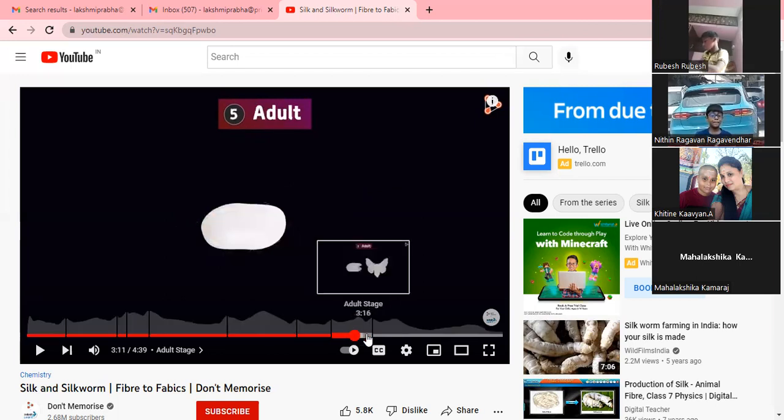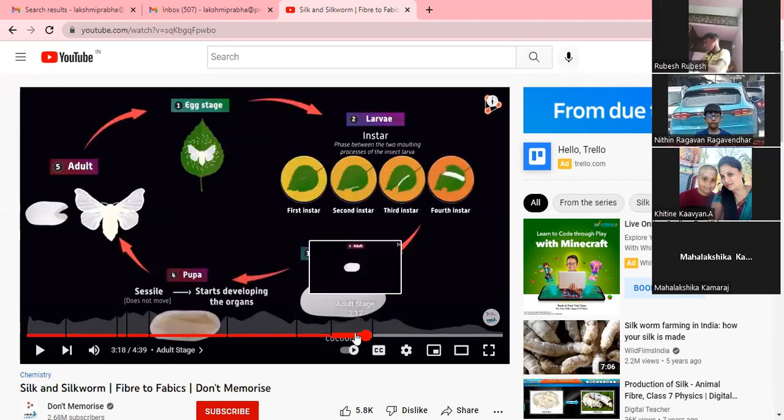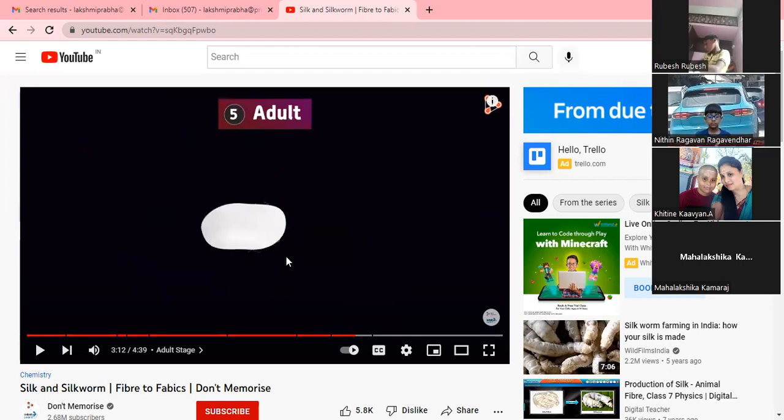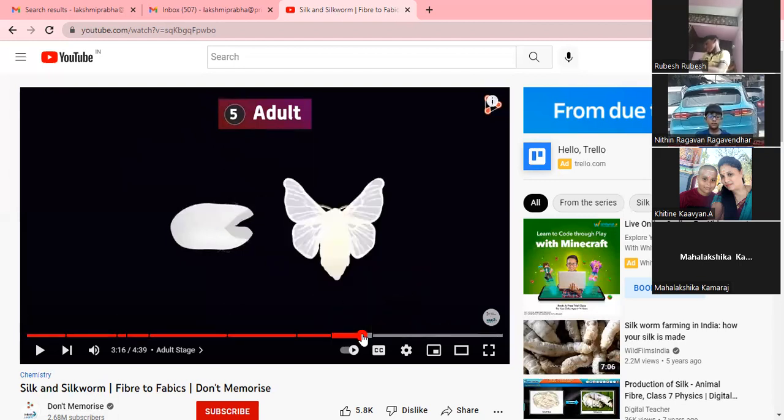So then what happens? Adult stage. One second. So this is the adult stage. From this, what is going to happen? The outer white part gets separated. Can you see? This cocoon part has separated and it becomes an adult moth.